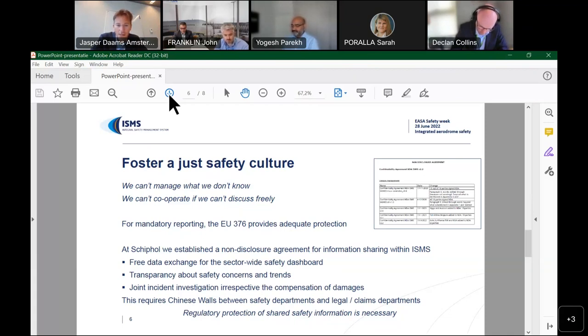So we achieved doing that, but I do realize that this is rather exceptional, because it's the choice of the accountable managers to sign this NDA, and I can imagine that some organizations might find the liability also very important. So it is my opinion that further protection of shared safety information is necessary from the regulator to enable that at all aerodromes, so that if you work together on safety, you don't have to worry about liability consequences.